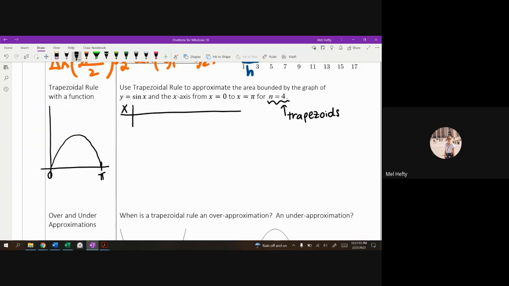A way you can do that, if you're not as quick thinking with fractions as Derek was right there, you can take your end minus your beginning, so pi minus 0, and divide it by the number of shapes you're using. So I would get pi over 4. So let's count by pi over 4s, and then we're going to find our sine x values.